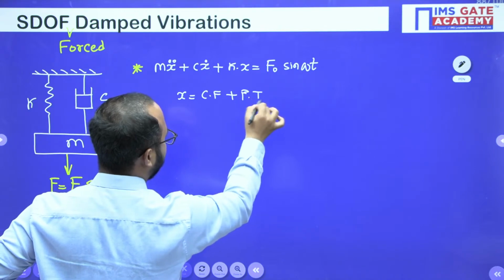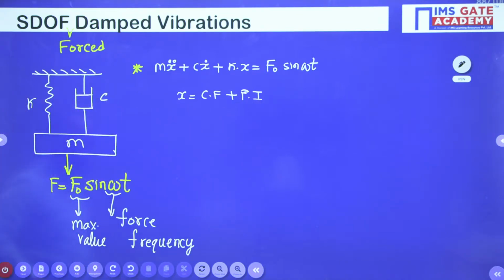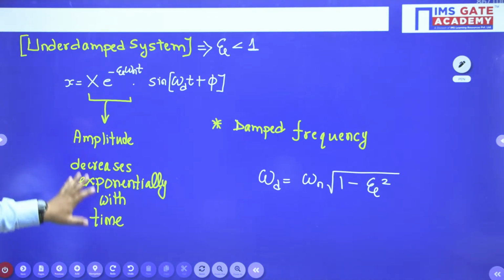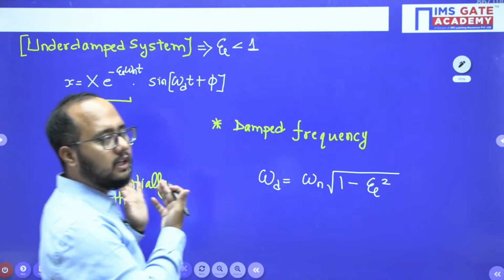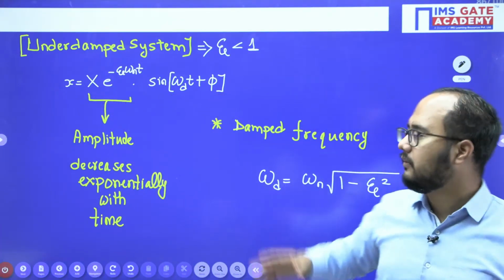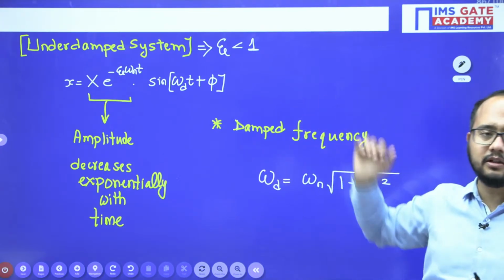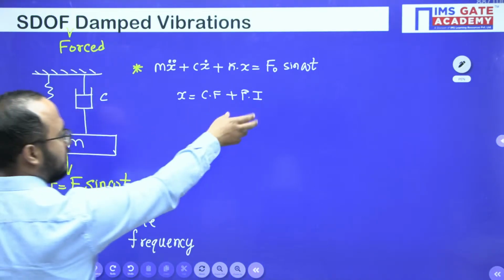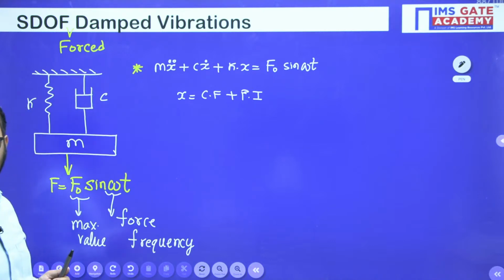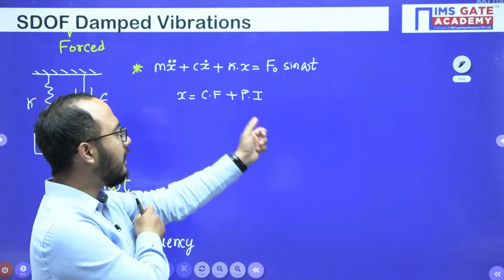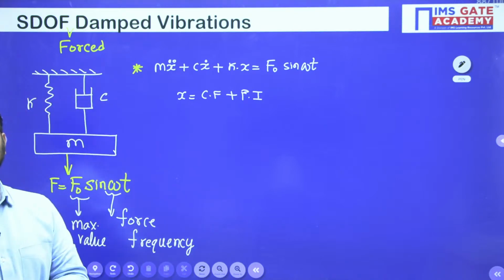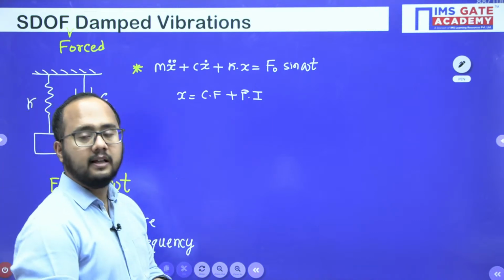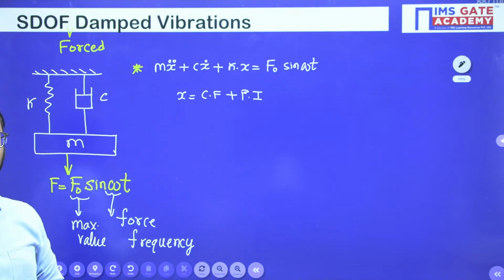Now, the complementary function we have already solved, and you should understand that in that solution the amplitude decreases exponentially with time. So we don't need to worry about that, because ultimately it will decrease with respect to time and at some point it will be 0. But we have to worry in the case of forced vibration. The forced vibration will have a value, and that value will be independent of time. If you solve, the final solution is independent of time. That's why we call it steady state vibration.